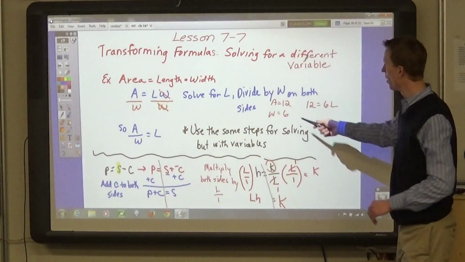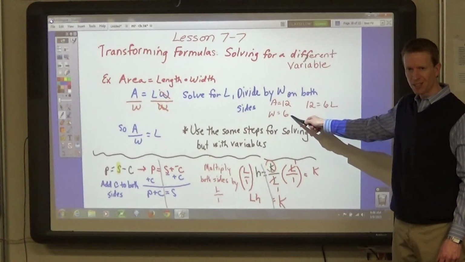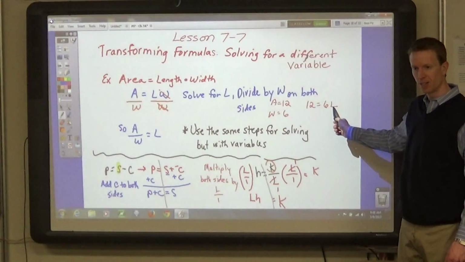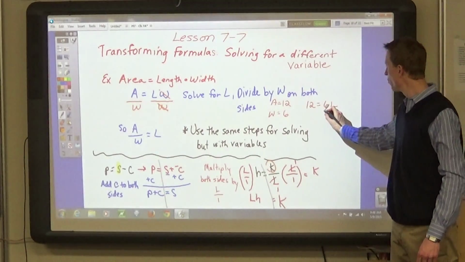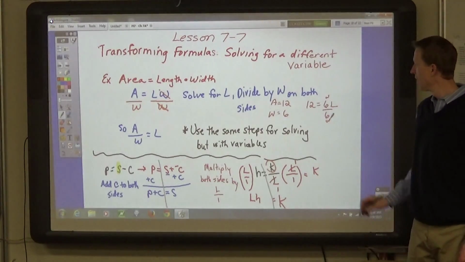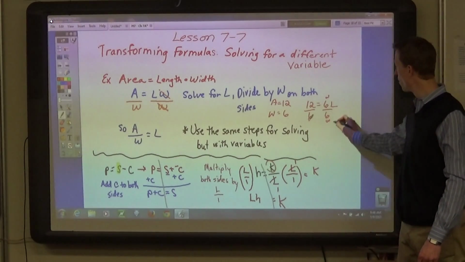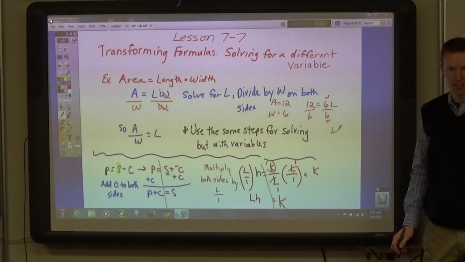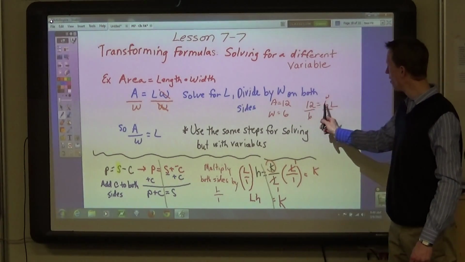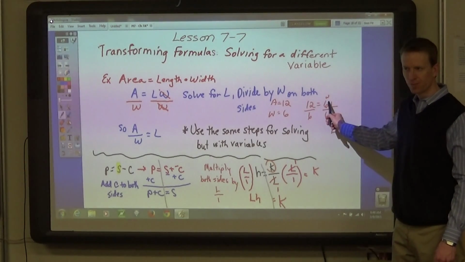Okay? Think about it this way. If the area was 12 units and the width was 6 units, then 12 would equal 6 times L, right? Then, if you divided the 6 by 6, so if this was W, and we divided the other side by 6, we have the formula solved for the length, right? Does that make sense? But instead of 6 and 12, we're just leaving them as A and W. Okay?